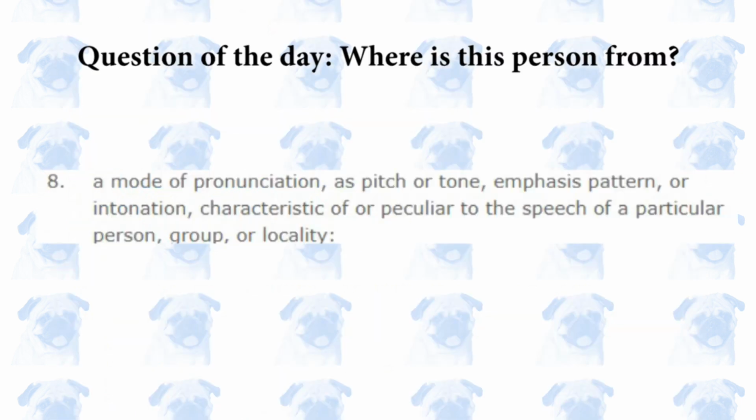A mode of pronunciation, as pitch or tone, emphasis pattern or intonation, characteristic of or peculiar to the speech of a particular person, group, or locality.